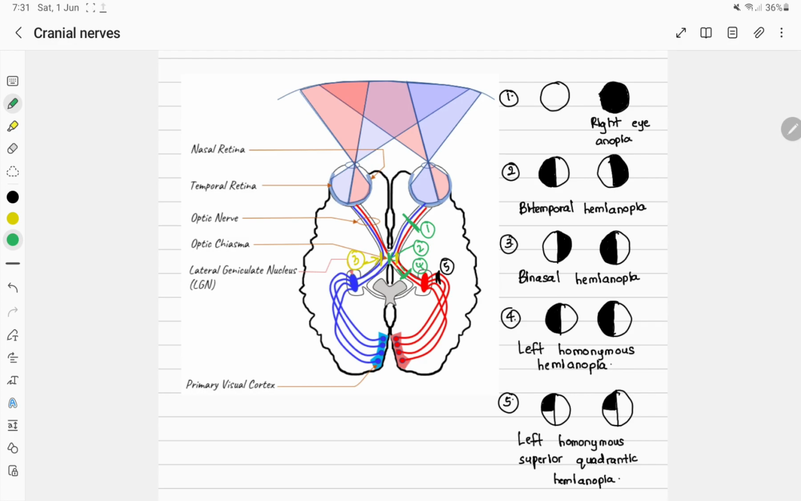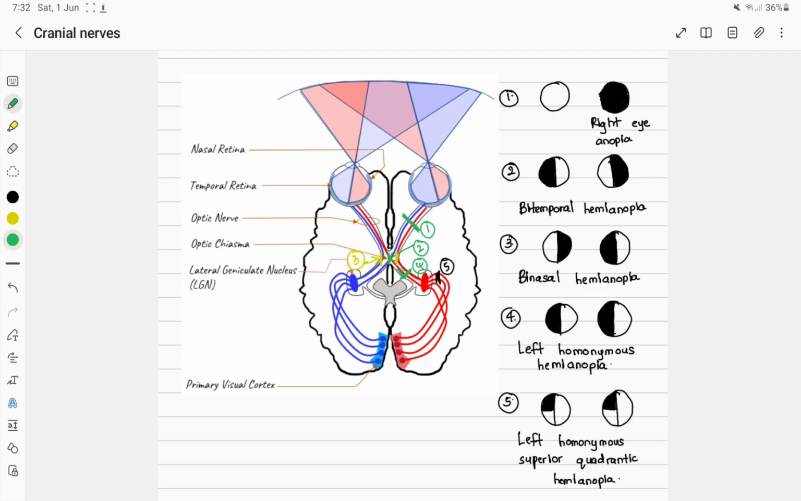If there is a lesion in the optic nerve, there may be ipsilateral total blindness, that means anopia. Here the right-sided optic nerve has been damaged, so you cannot see the ipsilateral visual field. That means you cannot see the right-sided visual field. That is called anopia.